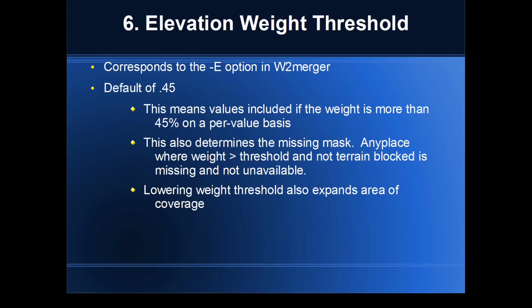So part of determining which values to include in the weight sum involves a chosen elevation weight threshold. And this corresponds to the -E option in W2merger and has a default value currently of 0.45. This means the values are contributed to the final weighted sum if the weight calculated by the S-curve formula is greater than 45%. An interesting note is that this also determines the missing mask. Even if values are bad, they still cover the area, so we mask it by turning it from unavailable to missing. Decreasing this elevation value threshold increases how many values contribute to a location and expands the area of coverage.